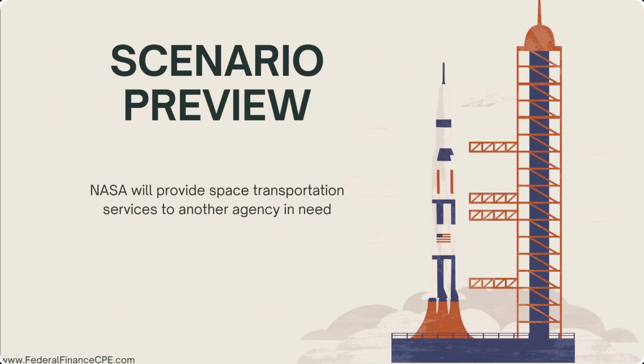So our scenario, I want to touch on this. So we're going to use NASA as our example, and they're going to provide space travel service to other agencies. Maybe it's NOAA getting a satellite up there or another agency. Part of it's because I think it's fun having NASA, and it's also a good use case for showing a service that's being provided and used by other agencies.